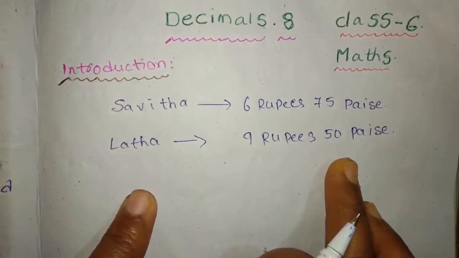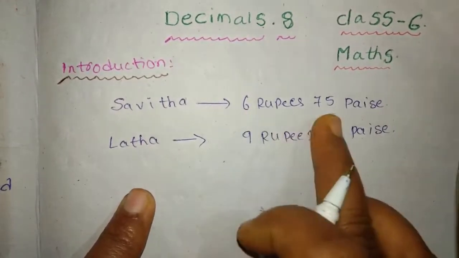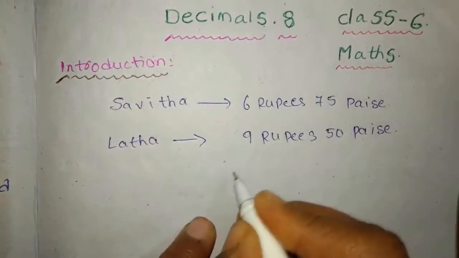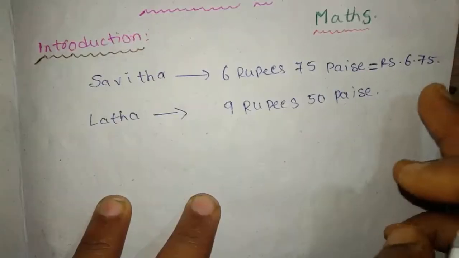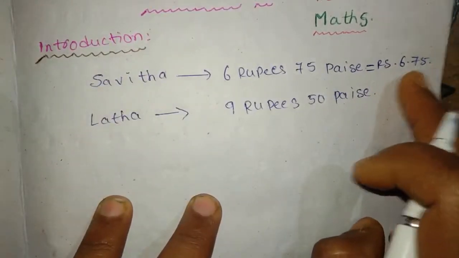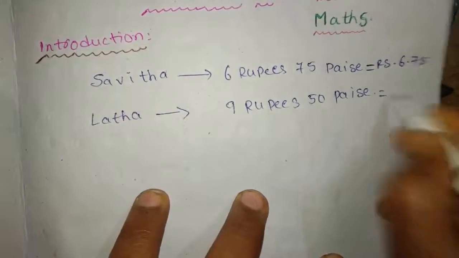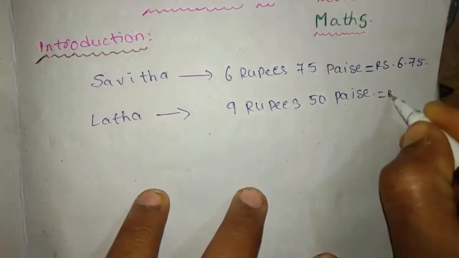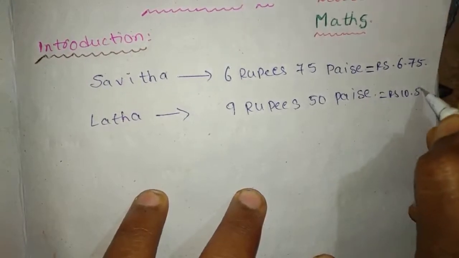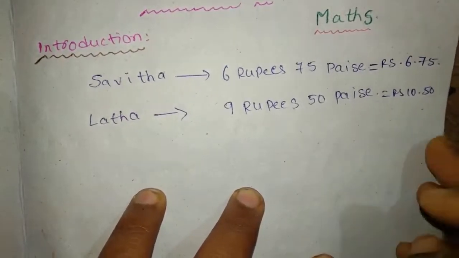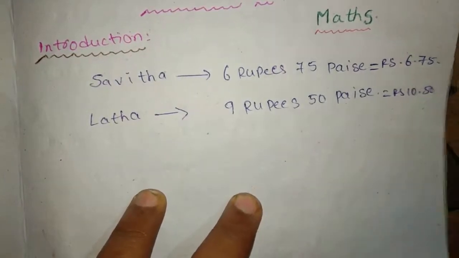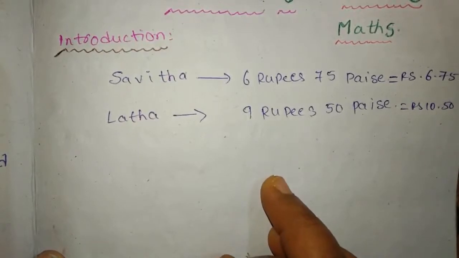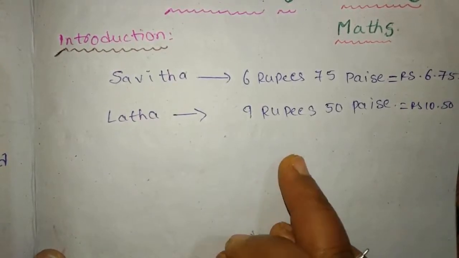So, then we can write 6 rupees 75 paise into rupees as 6.75, and 10 rupees 50 paise is 10.50 rupees. So, there are some situations where we use decimals in our day-to-day life.